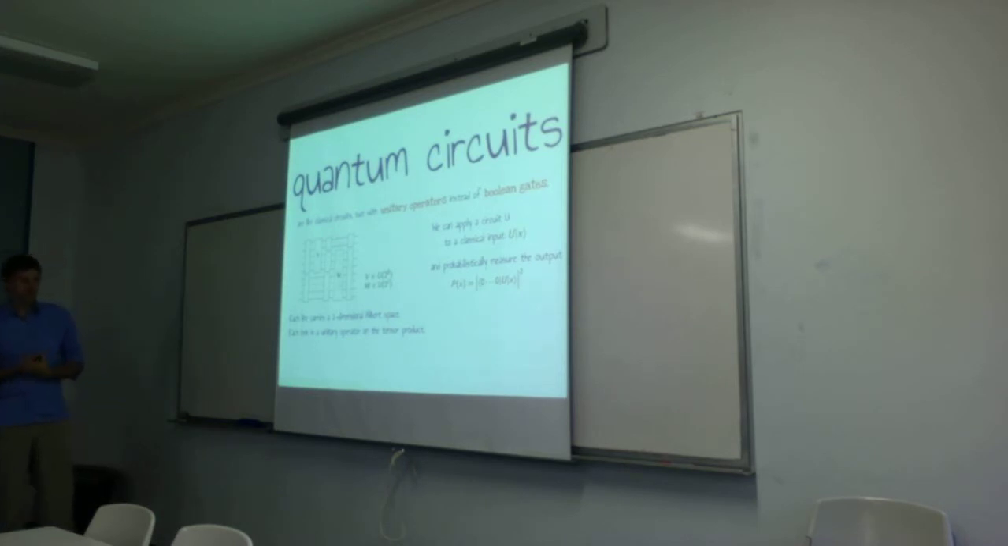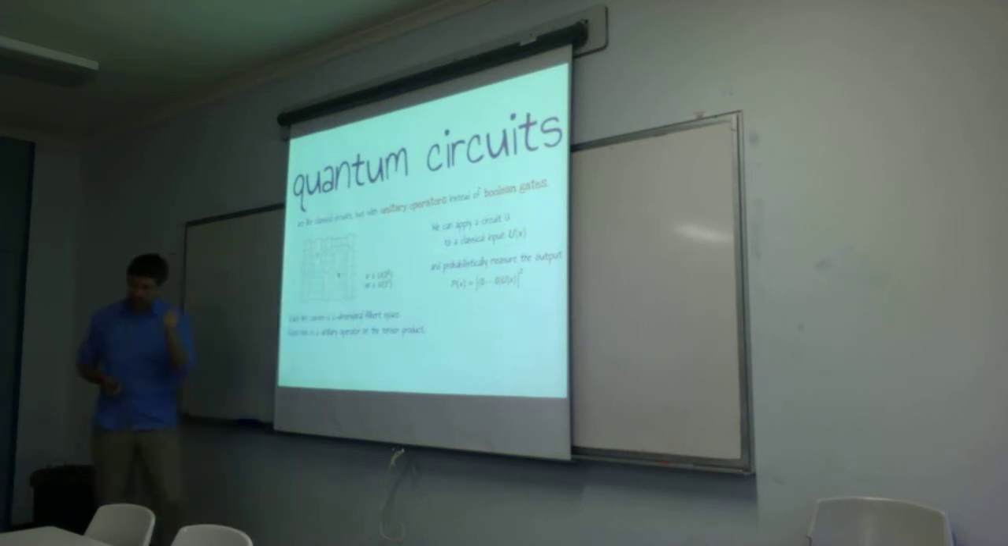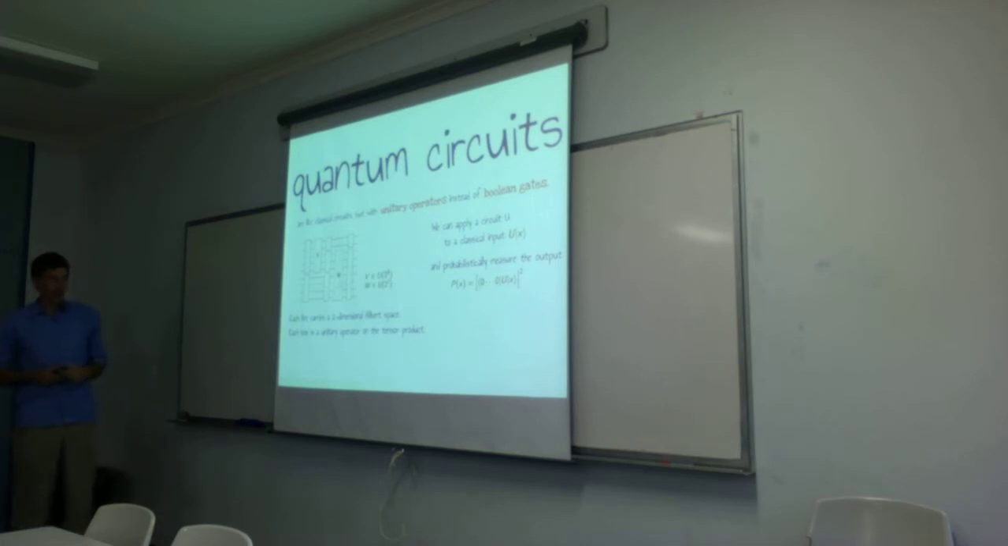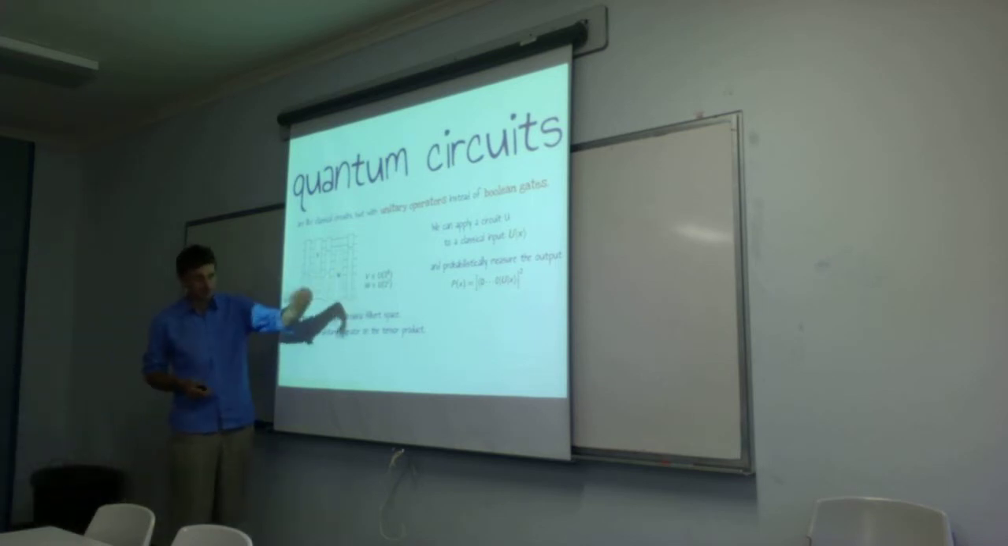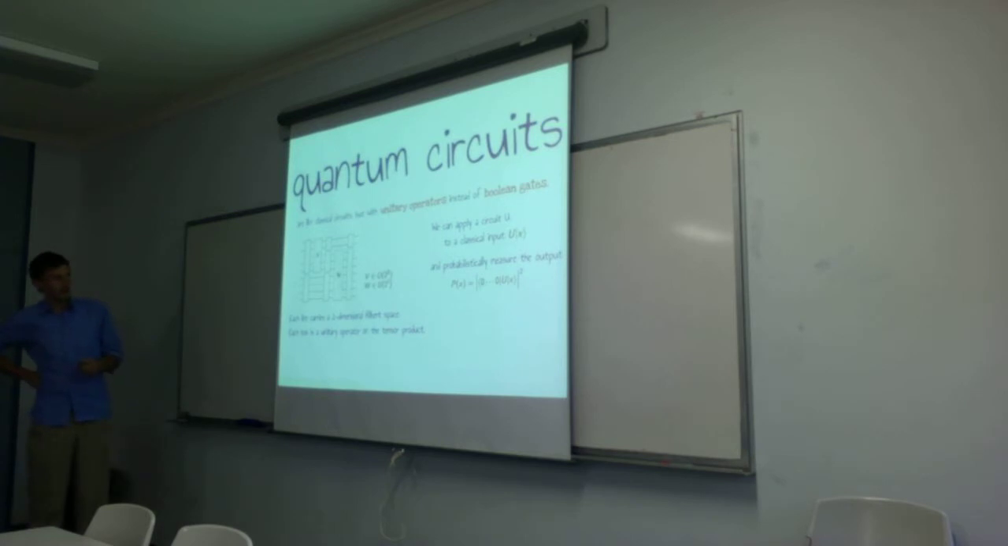And then you probabilistically measure the output of this little circuit, but what that means in terms of the formalism of quantum mechanics is that you just have some basis vector in this final quantum space, and you measure the inner product of the output vector with that chosen fixed vector in the target space, and you interpret the absolute value squared of that inner product as the probability of getting a certain output. So hopefully this makes sense, what a quantum circuit is.